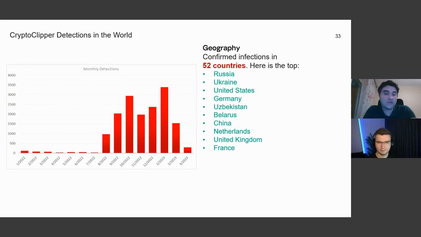So if you want to check your computer, if you're not running Kaspersky, no problem. If you want to check your computer for whether you might be infected with this malware, we published IOCs and ways. You have ways to check your computer for this stuff.